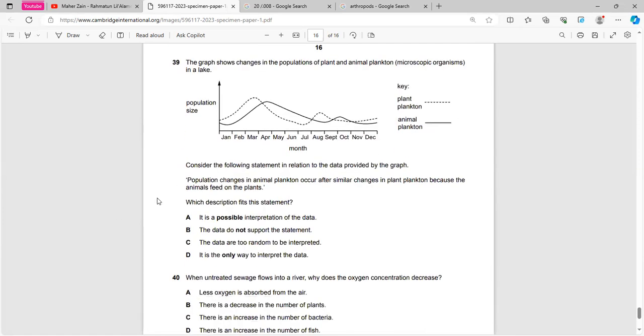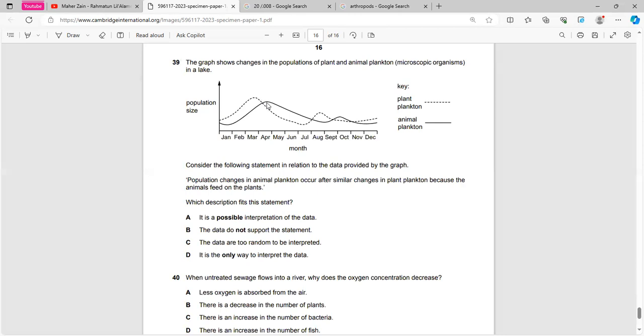Question number 39. Population changes in animal plankton occur after similar changes in plant plankton because the animals feed on the plants. Which description fits this statement? If you clearly see the graph, you can see rises and dips in population. You can see that the plant plankton is represented by the dotted lines, and the animal plankton is represented by the clear fixed line. So the two populations clearly resemble each other.